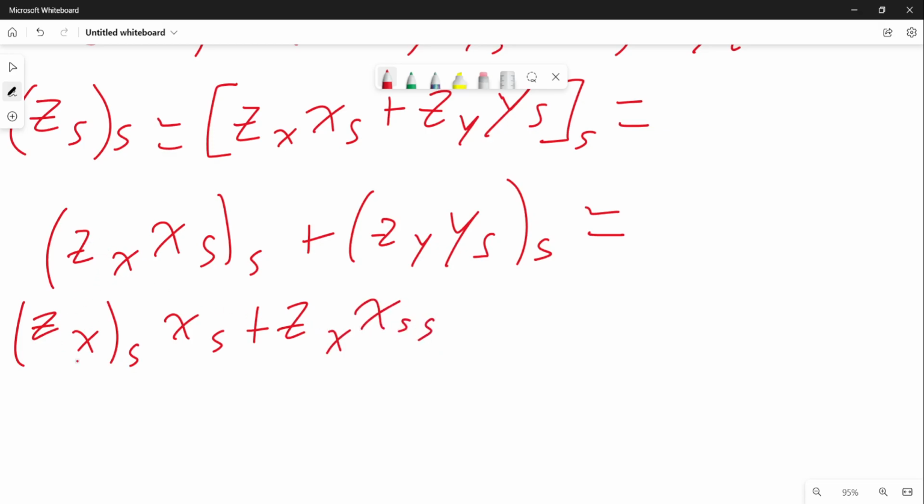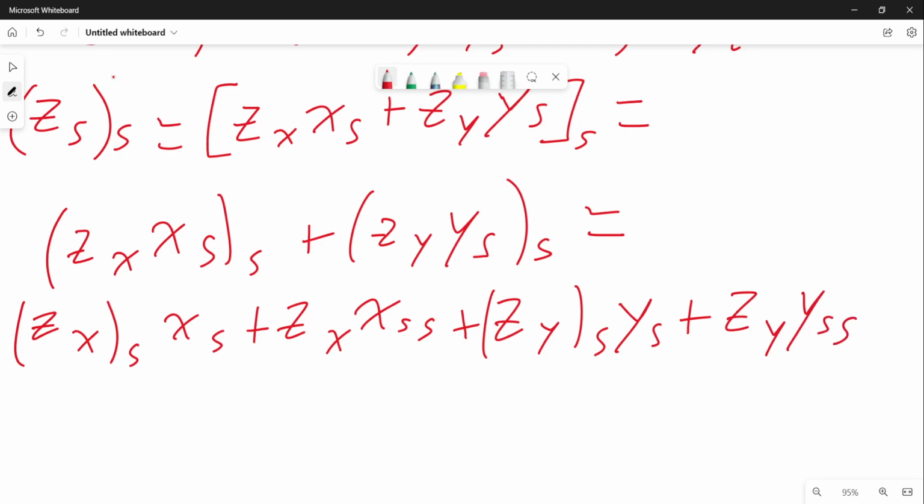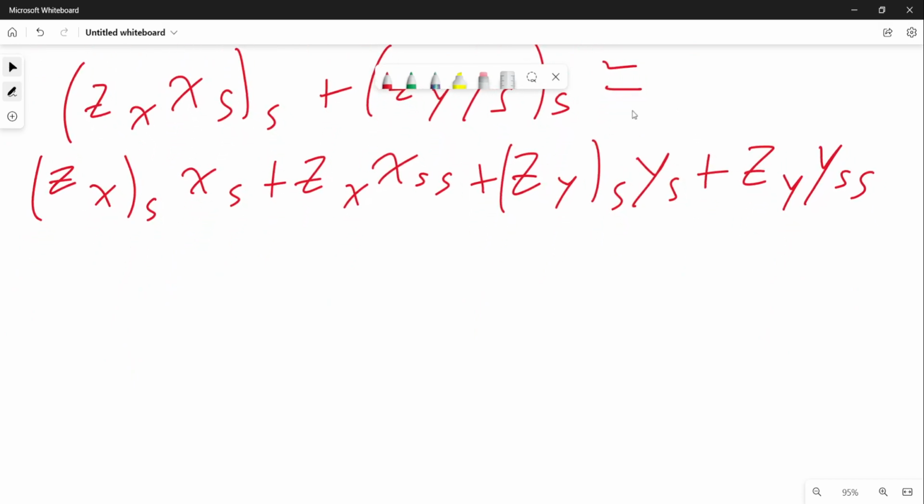Okay, so we did derivative of the first times the second, and then the first times derivative of the second, where derivative with respect to s each time. I'm doing this in parentheses because this is going to require a chain rule also. Oh boy. All right. This next part is zy s times ys plus zy y double s. Okay.